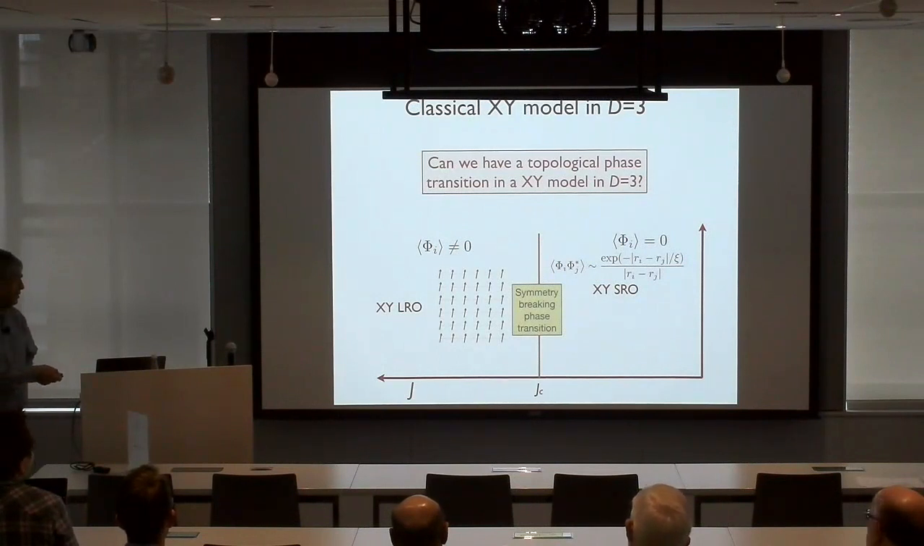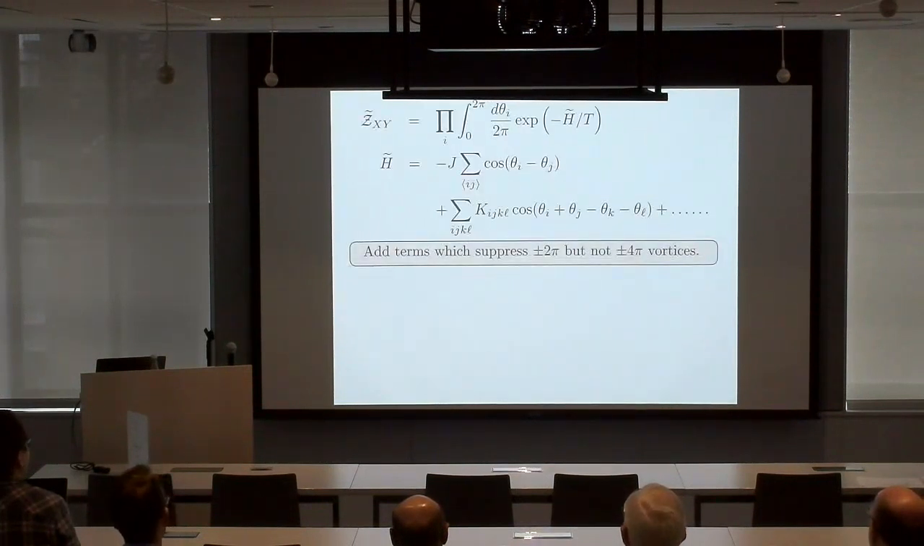And this would mean that there's some other phase which has short range order, but is somehow distinct from this one. Okay, so the answer is yes, and I'll sketch a model that does that. And so what do you have to do?